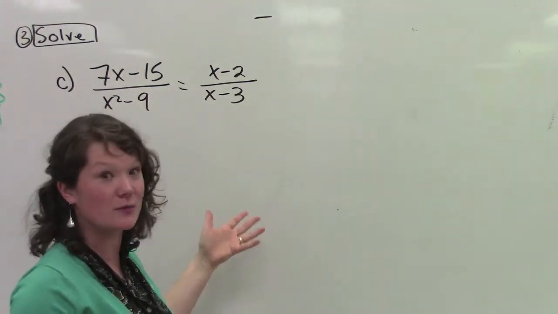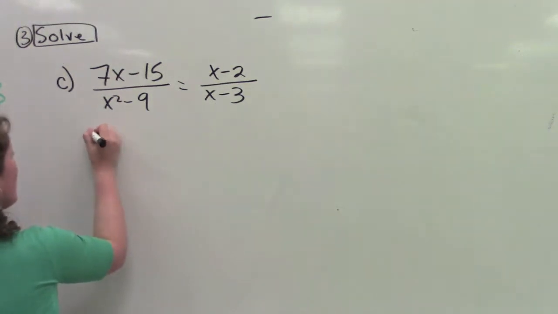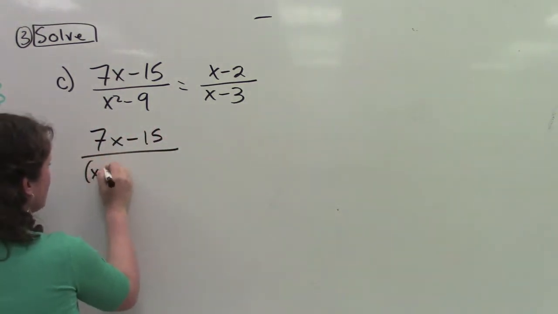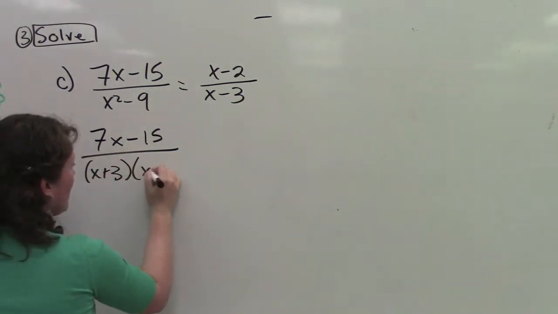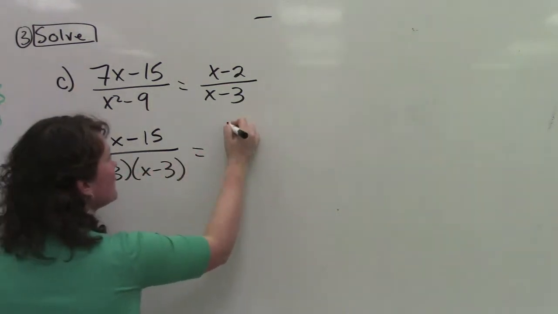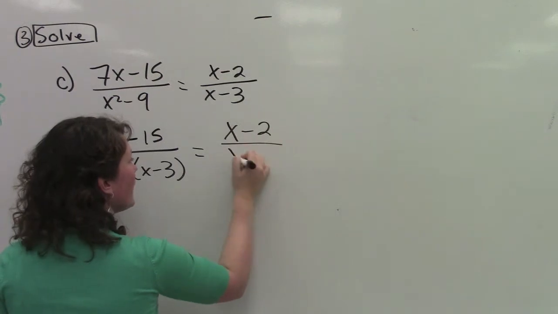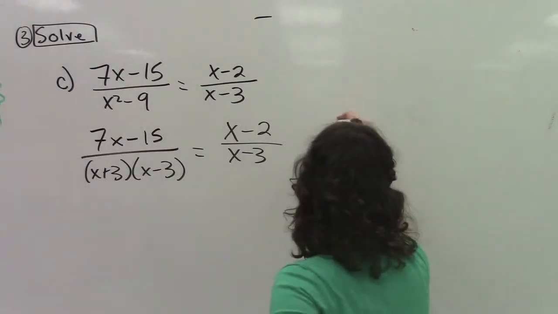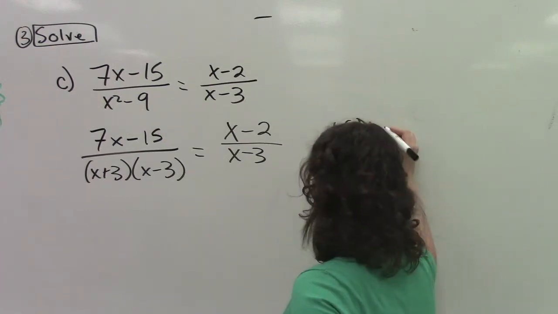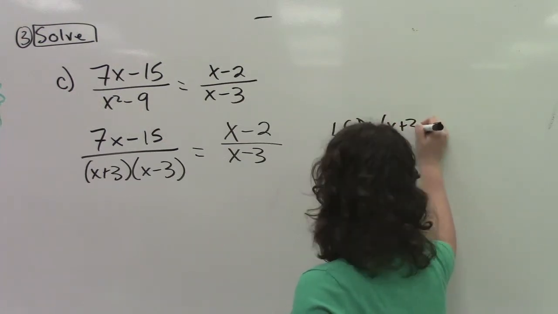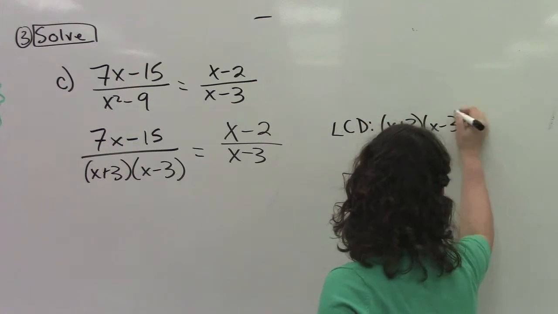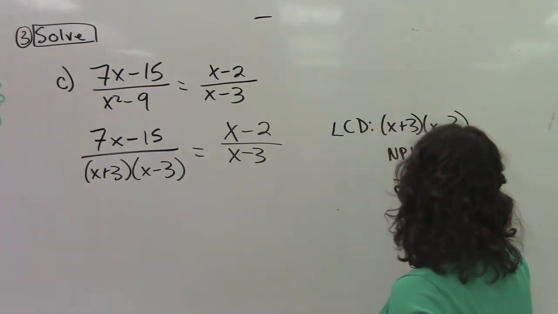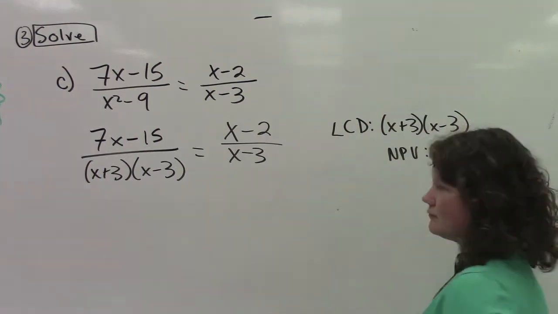Alright, last example. What I want to do first is factor both denominators so I can figure out what the lowest common denominator is. So I have (7x minus 15) over (x plus 3)(x minus 3) equals (x minus 2) over (x minus 3). When I look at that, I'm noticing that my lowest common denominator is going to be (x plus 3)(x minus 3). So that means my non-permissible values are x cannot be plus or minus 3.